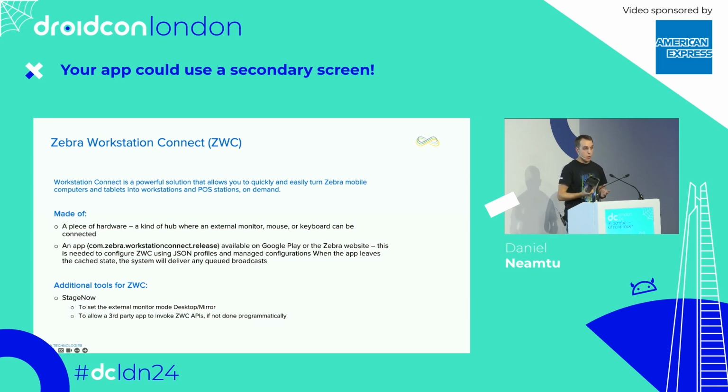This is a workstation which enables the device to be charged at the same time through pins connected to the back. It has four different USB ports, Ethernet, and also the power connector on the bottom. And then the other part is the software side of how the Zebra Workstation Connect works. It's an agent that runs in the background on the Android device. This is needed for developers or admin personas to personalize the overall experience of how the Zebra Workstation Connect works.